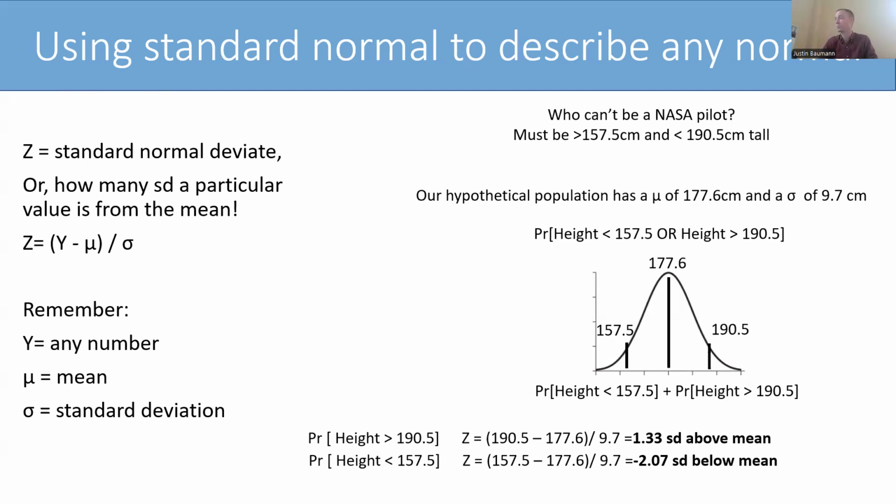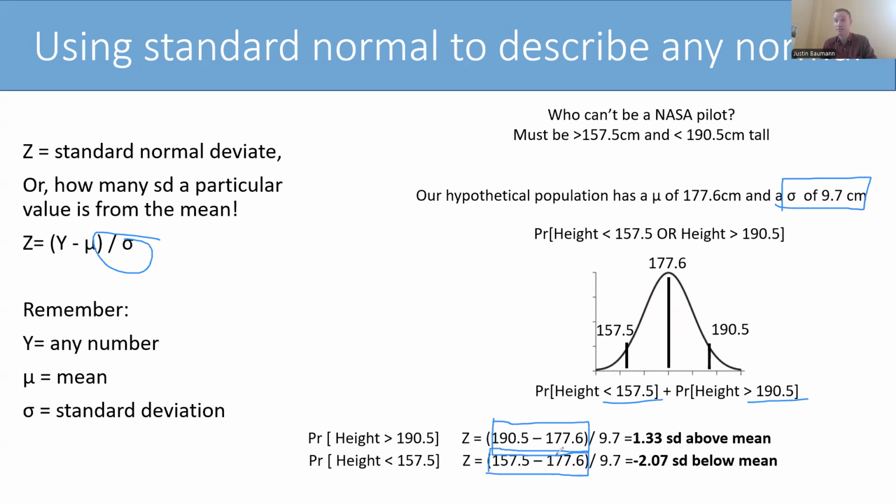So to calculate our z-score, we take our numbers, which are 157.5 and 190.5, and we do subtraction. 157.5 minus 177.6, that's the mean. 190.5 minus the mean, and then divided by the sigma, which we have figured out here is 9.7, right?